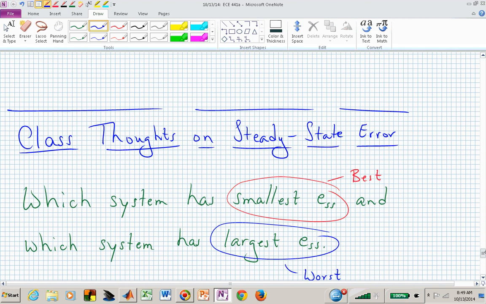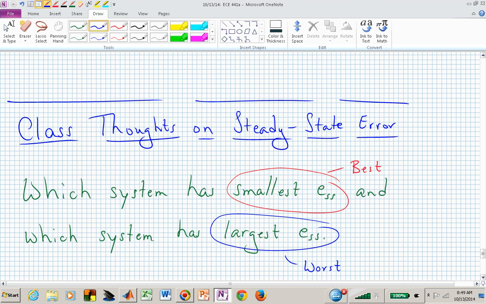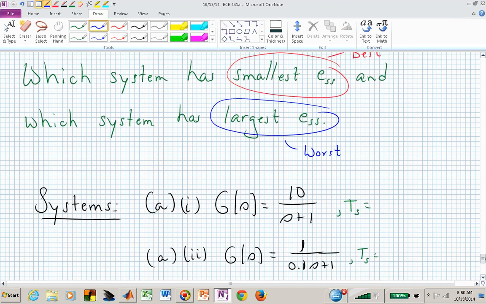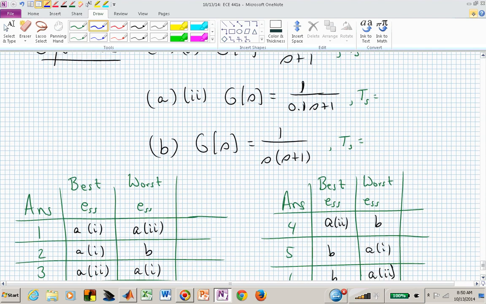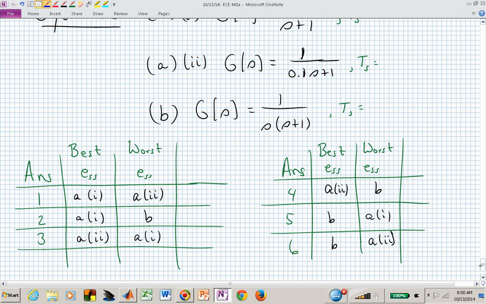Now, what are your thoughts on steady state error? Which system of those three, A-I, A-II, or B, if you were playing along and following my notation, first, second, and third, which of those has the best or the smallest steady state error, and which has the largest? I would like you to be able to tell me. Answer 1, 2, 3, 4, 5, or 6. Which one's the best steady-state error, and which one's the worst steady-state error?